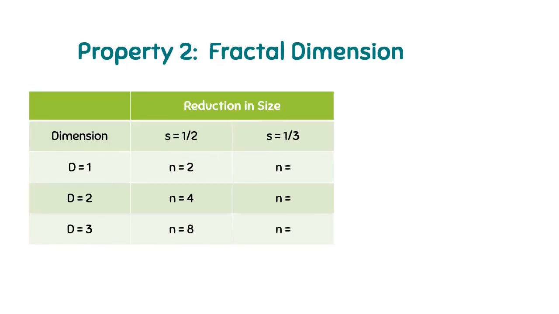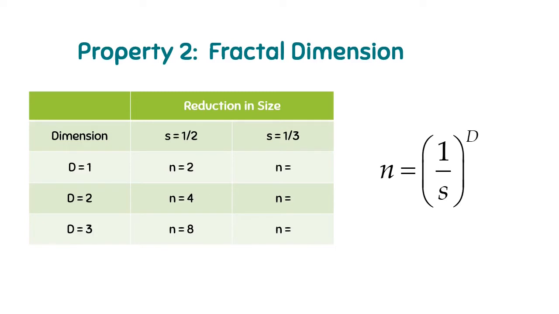Here is again the table that we obtained. Let us now try to decipher the relationship between the values D, S, and N. What do you think? The answer is this one: the number of copies is equal to the reciprocal of S, raised to D. Correct?